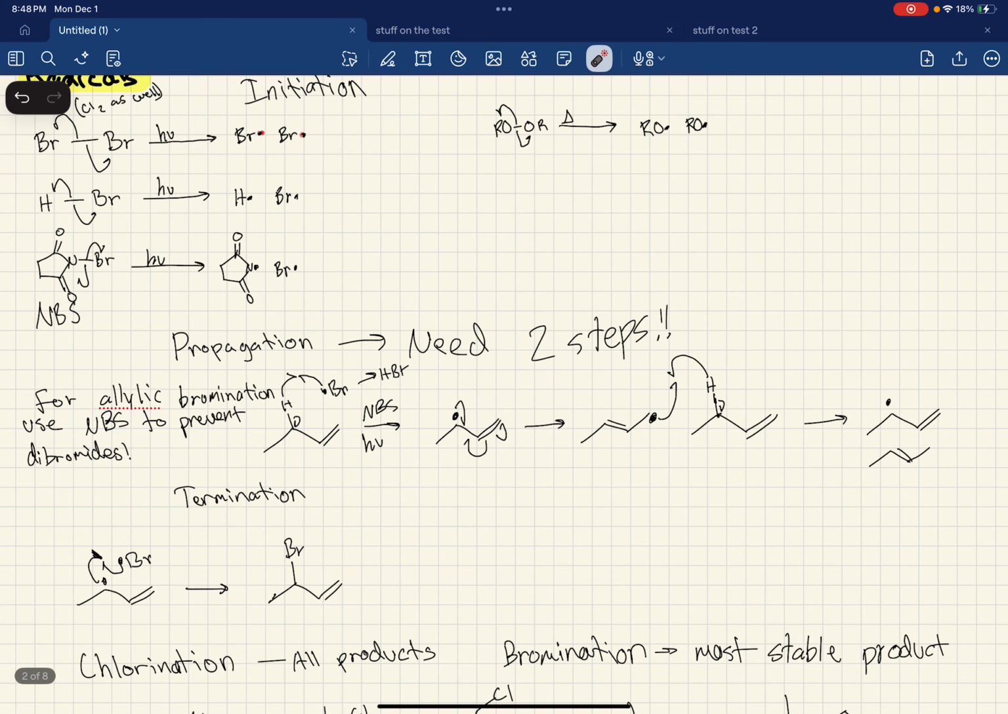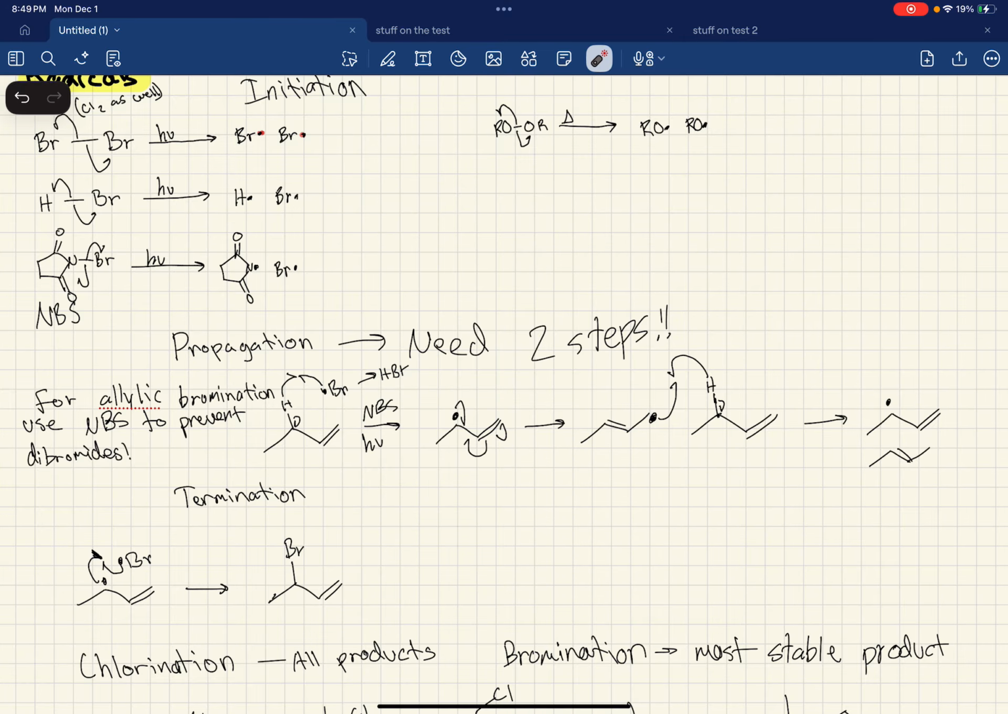Something really important with this is the notation. A lot of you guys on the recitation sheet got this wrong. You have to have this fishhook type arrow. If you have a double arrow like that, it is wrong. That signifies the transfer of 2 electrons. Radicals, we're talking about 1 electron.